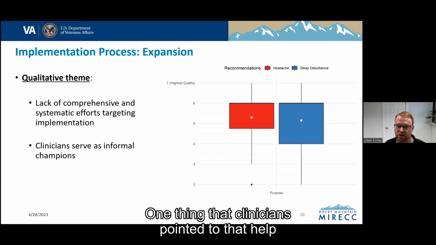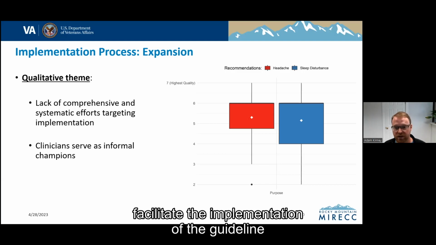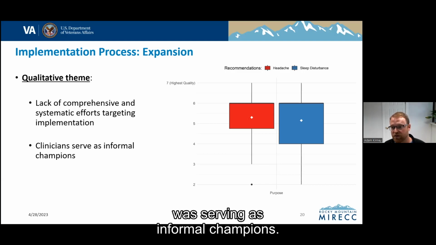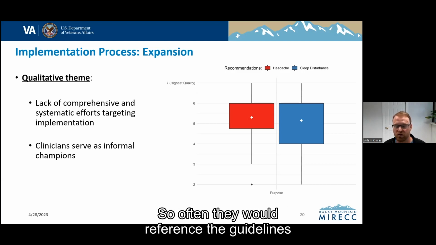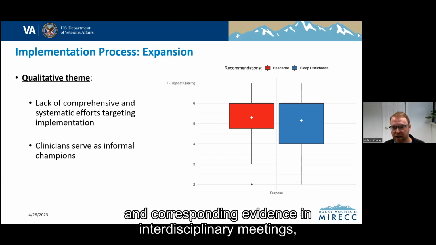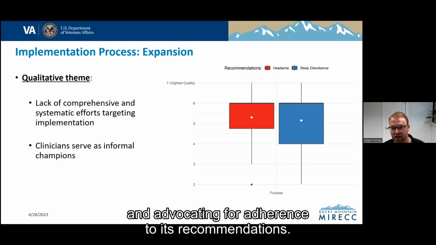One thing that clinicians pointed to that helped facilitate the implementation of the guideline was serving as informal champions. So often they would reference the guidelines and corresponding evidence in interdisciplinary meetings, advocating for the use of the guideline and advocating for adherence to its recommendations.